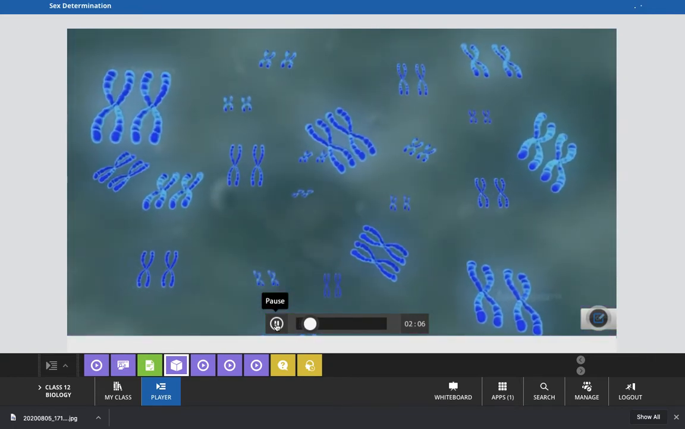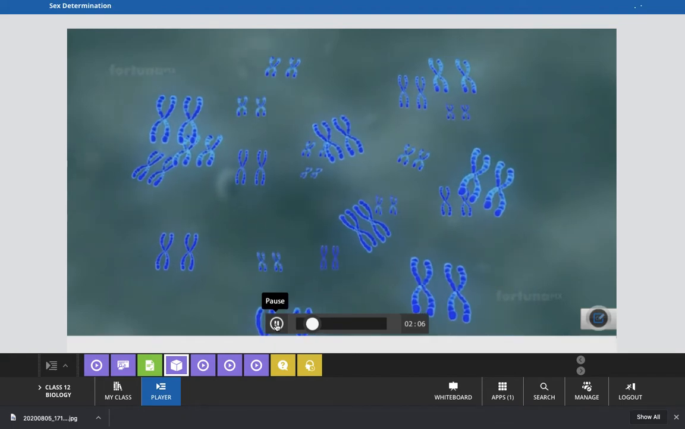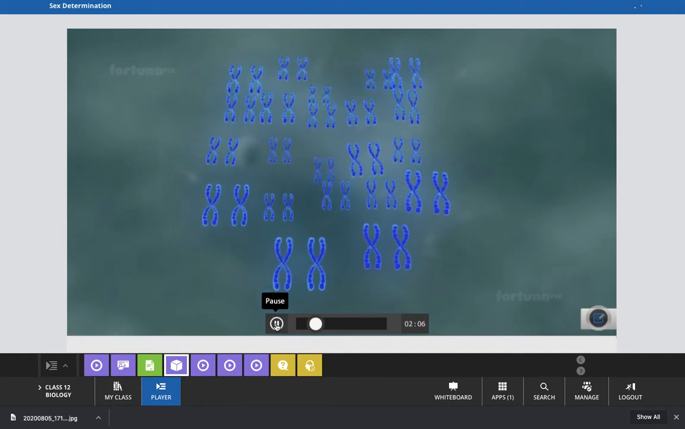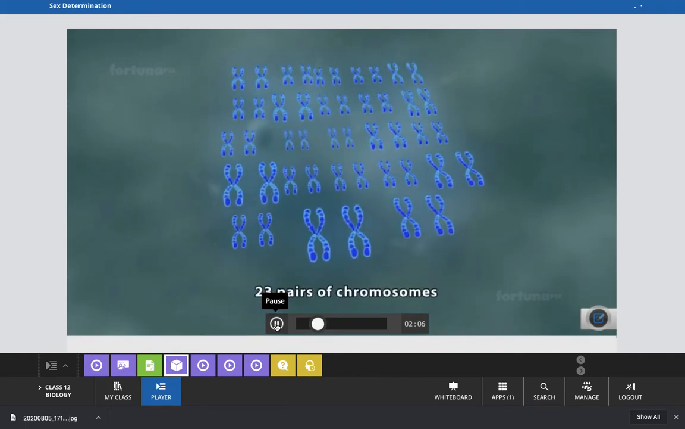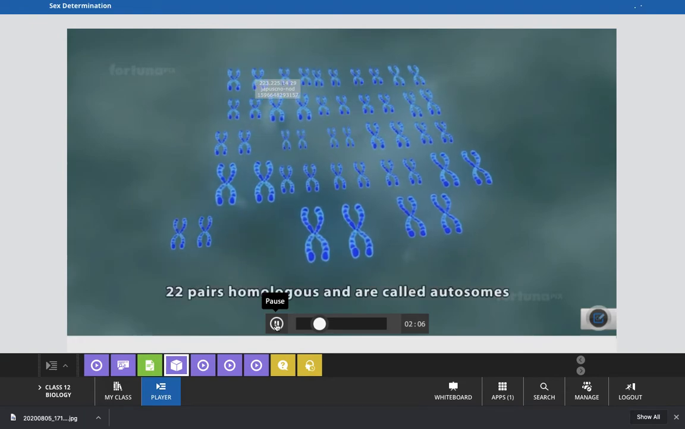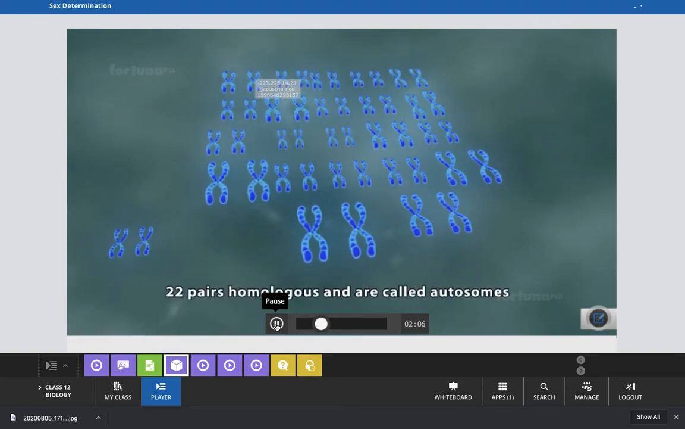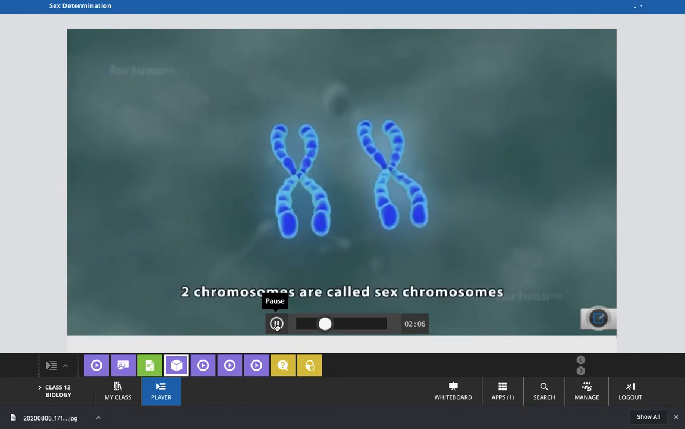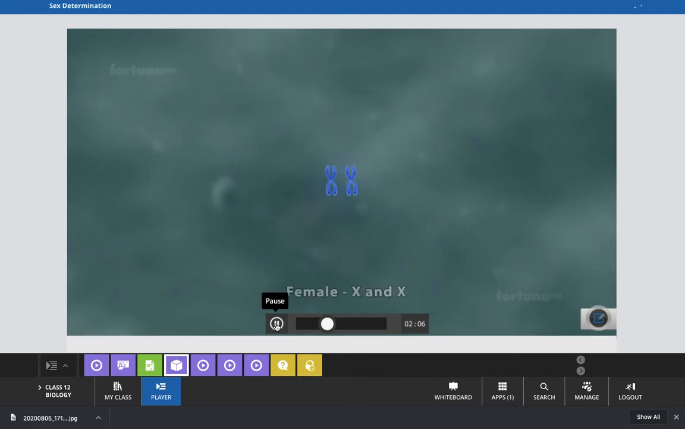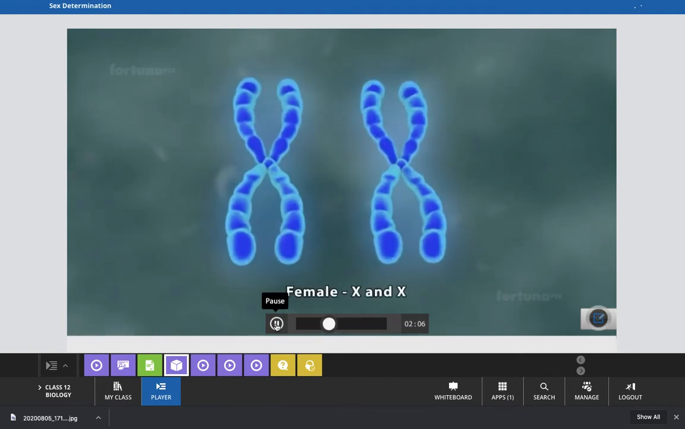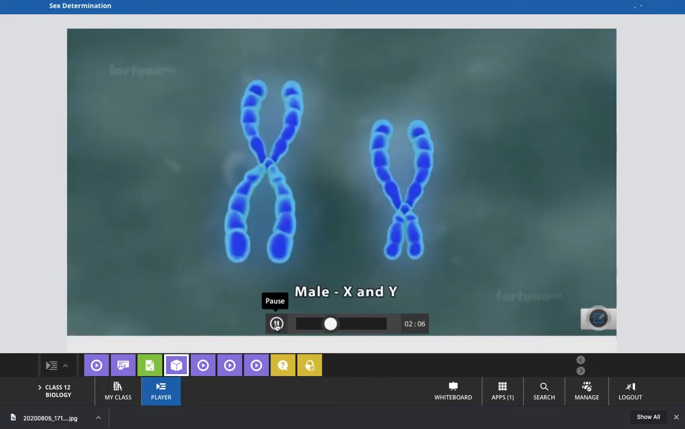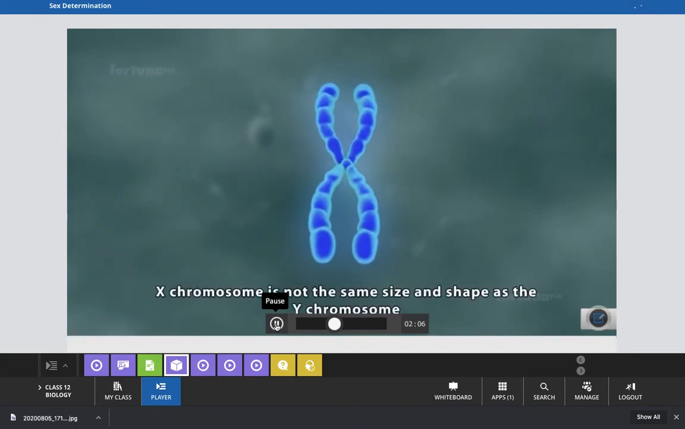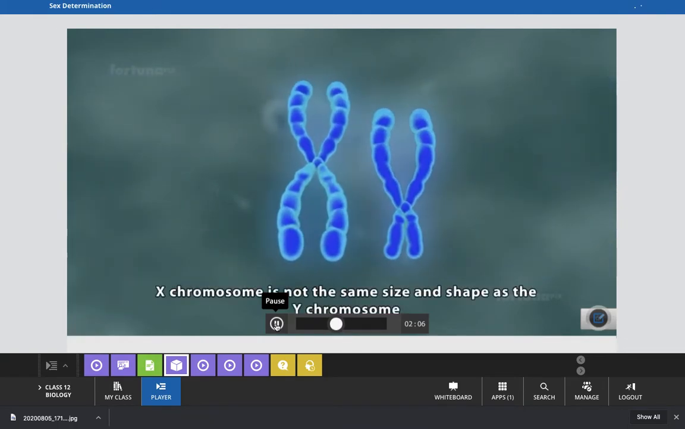In humans and other mammals, an XY sex determination system is followed. Every cell in humans, either male or female, has 23 pairs of chromosomes. Of them, 22 pairs are homologous and are called autosomes. The remaining 2 chromosomes are called sex chromosomes. In females, the sex chromosomal pair will be X and X, while in males, it will be X and Y. In humans, the X chromosome is not the same size and shape as the Y chromosome.